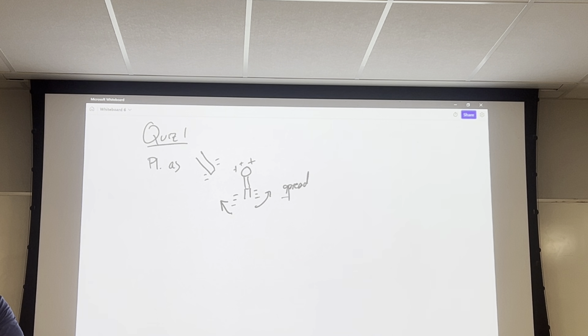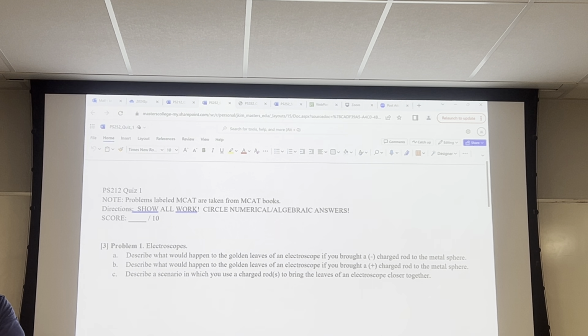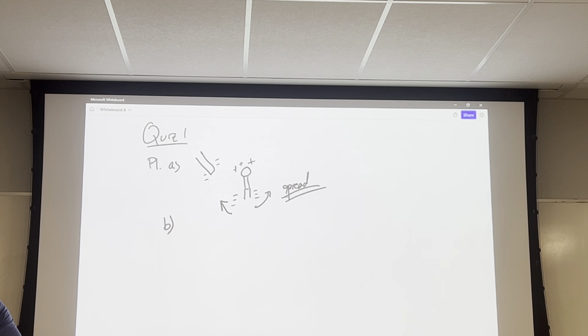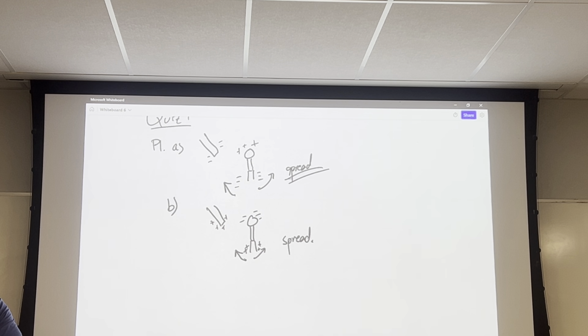The leaves will spread. In scenario B, I just had a minor change, and instead of a negatively charged rod, you bring a positively charged rod to the electroscope. If you do that, you're still going to polarize the electroscope. This time the negative charges will accumulate at the head, and then the positives would accumulate on the leaves, and then the leaves will spread regardless.